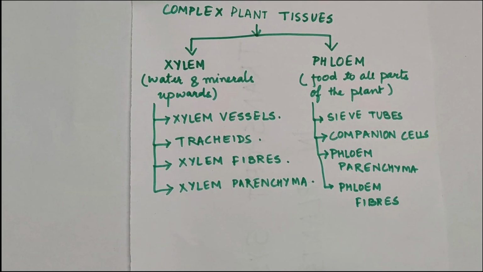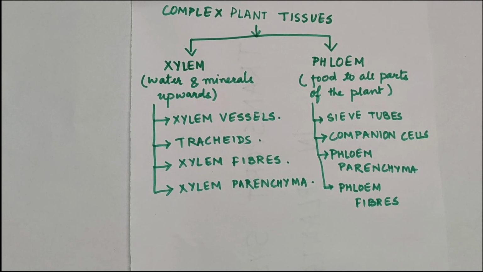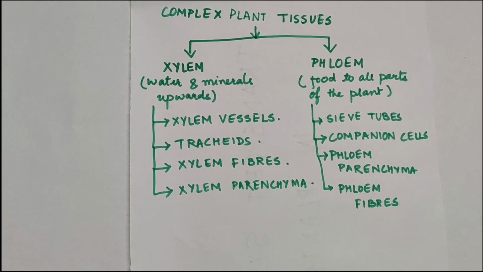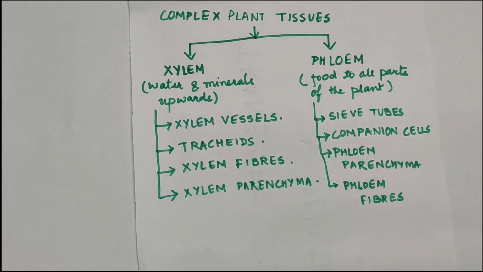As you can see, xylem is used to carry water and minerals upwards, and consists of four parts: xylem vessels, tracheids, xylem fibers and xylem parenchyma. And phloem is used to carry food to all parts of the plant, and consists of sieve tubes, companion cells, phloem parenchyma and phloem fibers. So, we are going to see a little about all these parts of the plant.